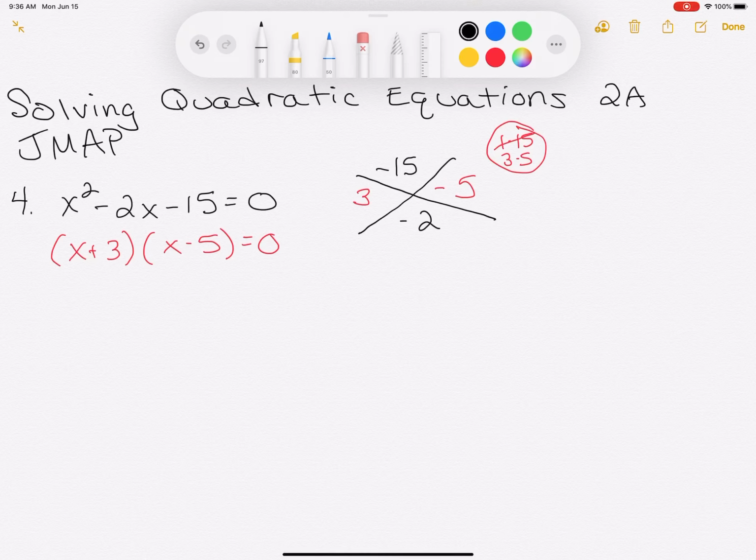Hi everyone, this is Miss Prisbilla and we're going to be solving quadratic equations from the JMAP 2A today. And this is the last topic we're going to cover in algebra this year.